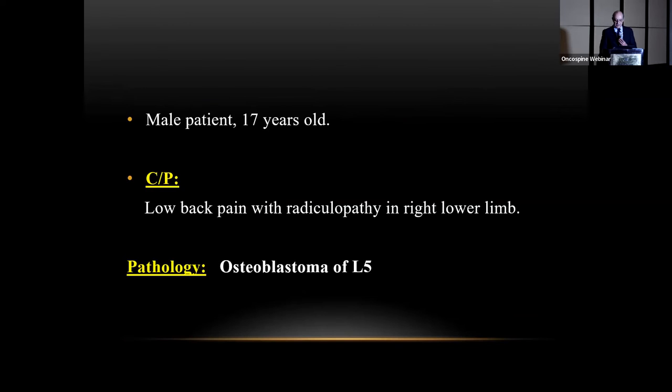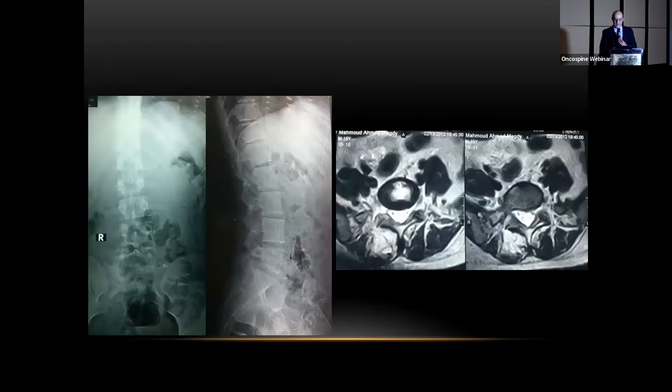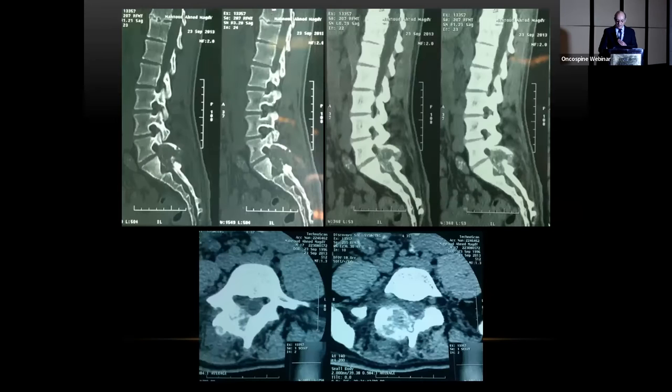Let's look at this: a 17 year old male with low back pain, radiculopathy, and right lower limb pain. This is the biopsy, which proved to be an osteoblastoma, as you can see here. The CT scan may give us better pictures. So what do you think? What can we do with this? Block resection.